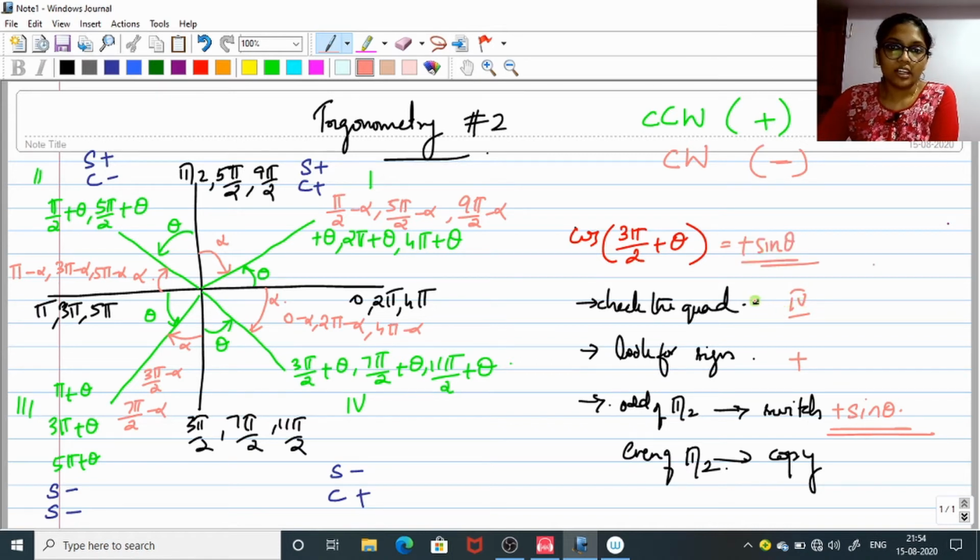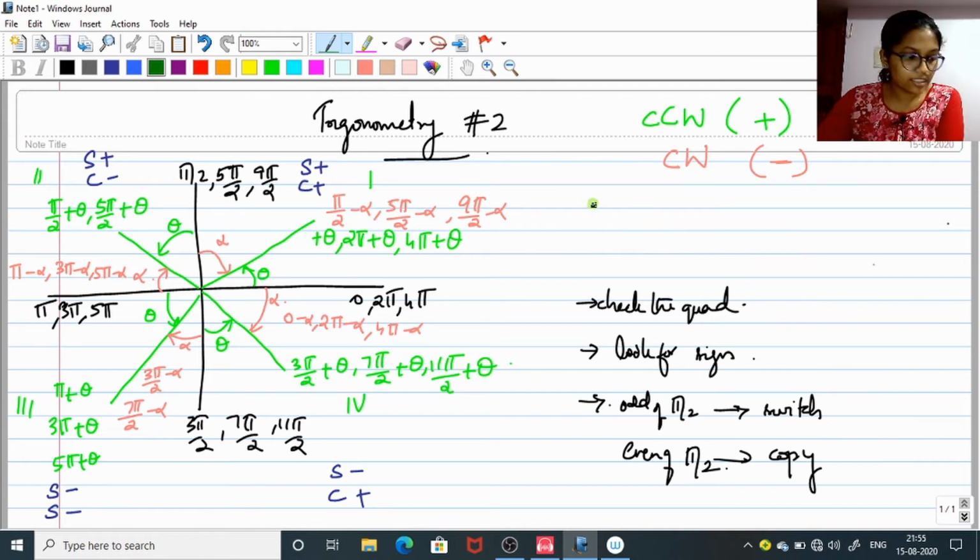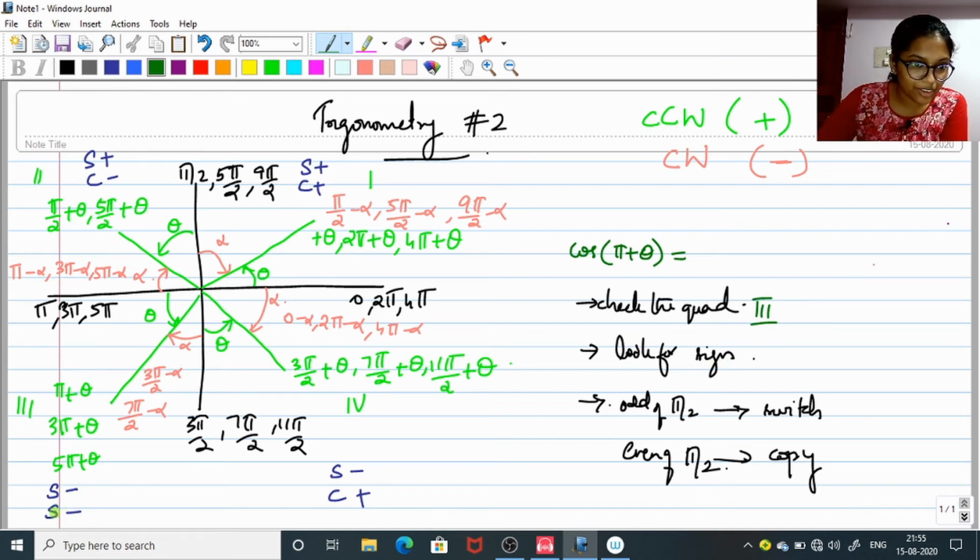Now let us have another question. What is cos pi plus theta? Check for the quadrant. Where does this angle pi plus theta lie? Pi plus theta means pi is this axis and theta is added to it. So it is in the third quadrant. And look for the sign. Oh sorry, here cos is having a negative sign, isn't it? So it is a negative sign coming.